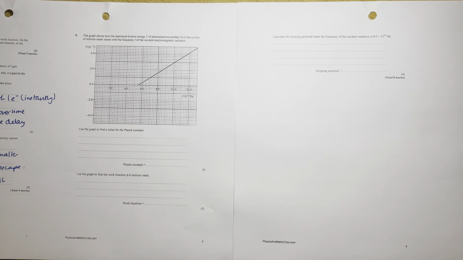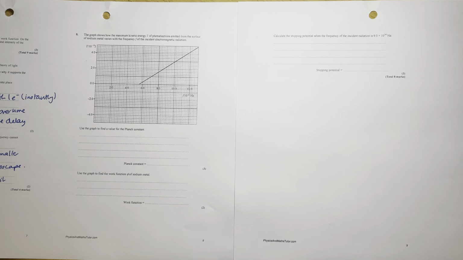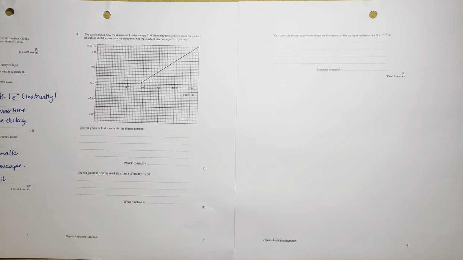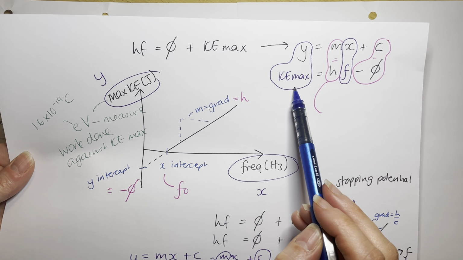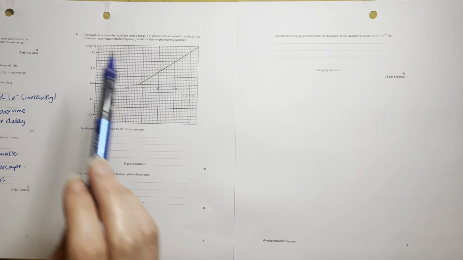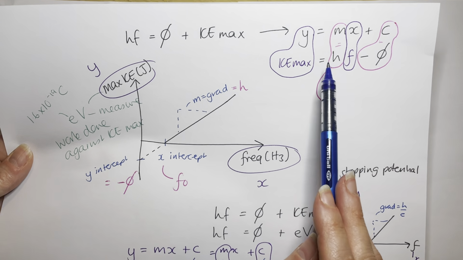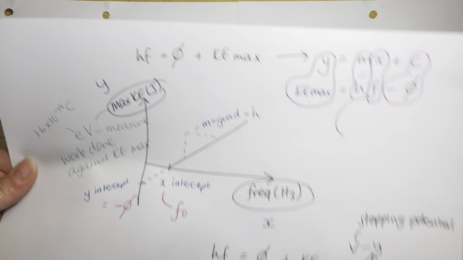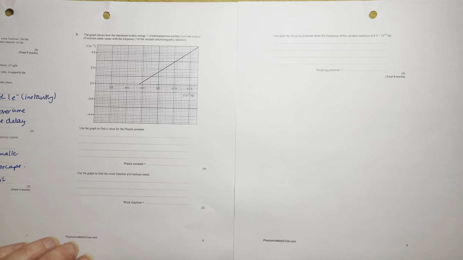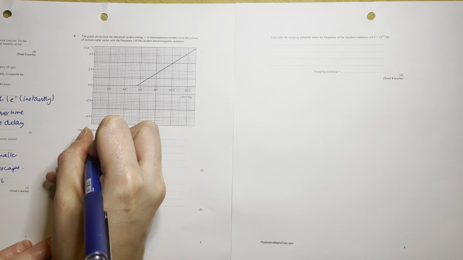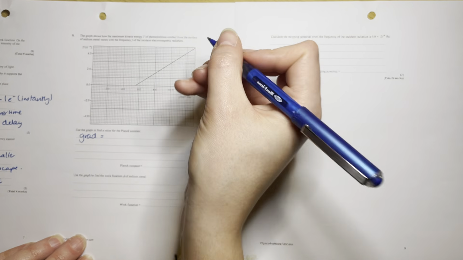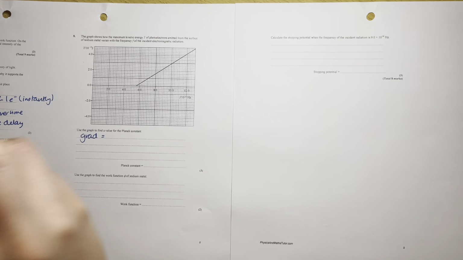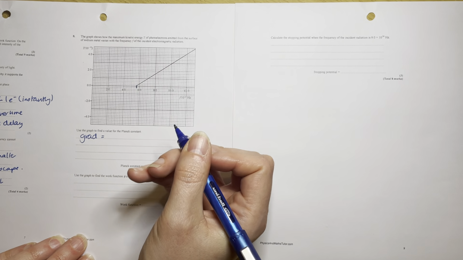Now, we know from many times that we've tried this. I'm going to go back to my little piece of paper that's got it on from my other video. We know that if we have a graph of KE max versus frequency, the Planck constant is m, the gradient, and the work function is the negative y-intercept. So to find the Planck constant, we're going to work out the gradient of the graph. And to do that, I need to actually do a gradient. I'm going to just choose the points that seem easiest.